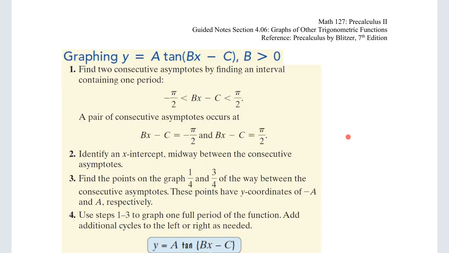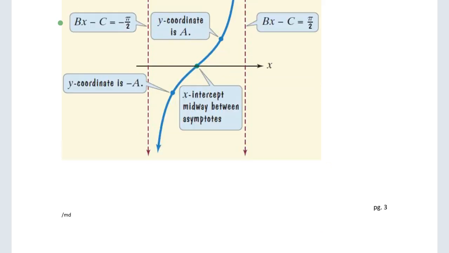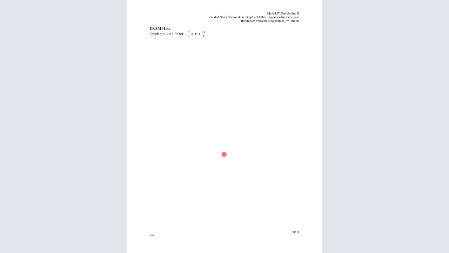Okay, and then we simply completely isolate the variable x here so that we will know the two consecutive asymptotes. For step 2 and step 3, instead of following these two steps here, I'm going to do exactly the same process as we did for the sine and cosine functions. So this is how one period of the tangent function looks like. Now let me go ahead and move on with the example.